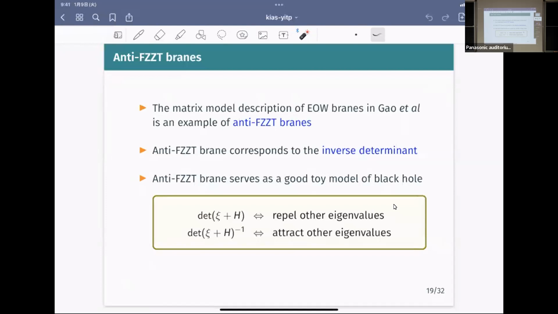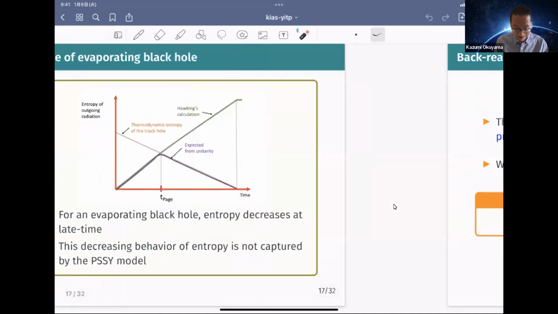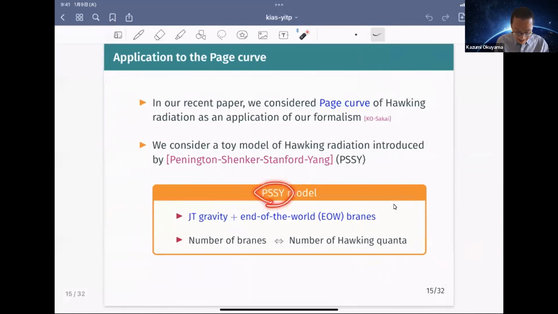I see. So basically, the end of the world brane and the FZZT branes are similar objects. And the basic reason why they, in the West Coast paper, introduced the brane is the reason you explained. But at the technical level, we are strictly working in a Euclidean signature and using the matrix model, and we do not consider the Wick rotation to the Lorentzian signature. So what we are doing is just JT gravity coupled to branes in the matrix model description.